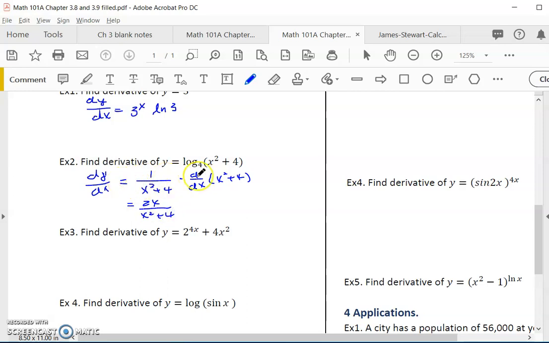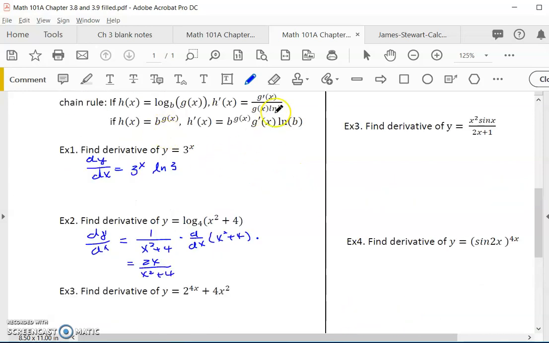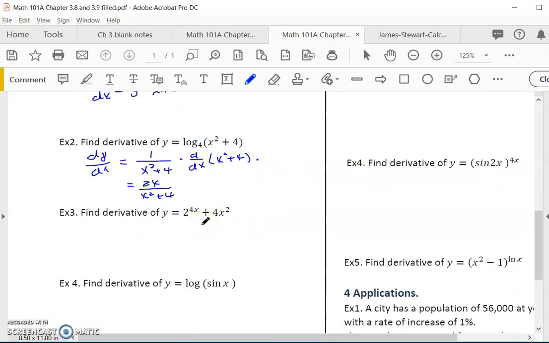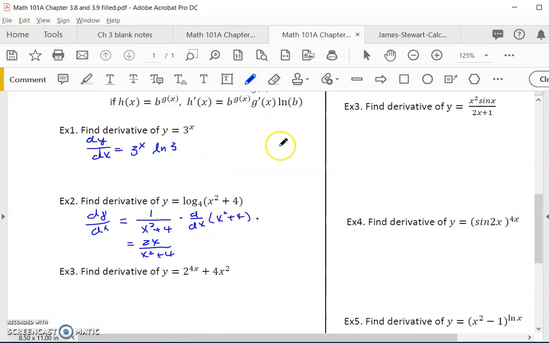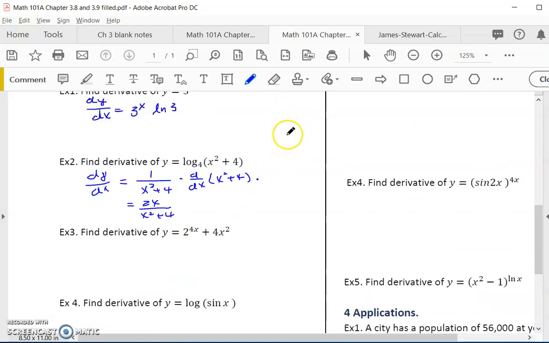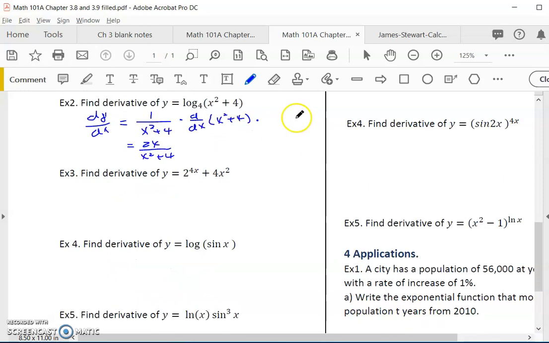Oh, but this is not ln, it's base 4, so we have to also put ln 4 in the denominator, looking at the rule. So the answer is 2x over x squared plus 4 times ln 4. The 4 is because the base is 4.